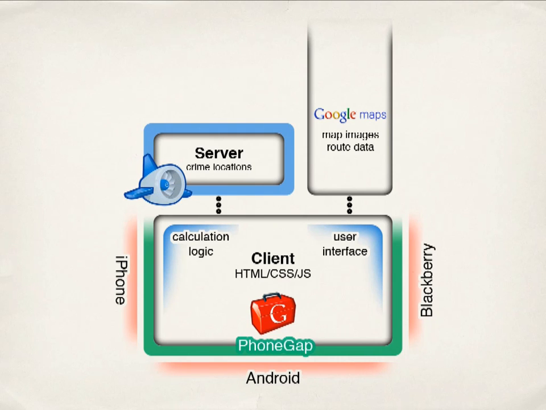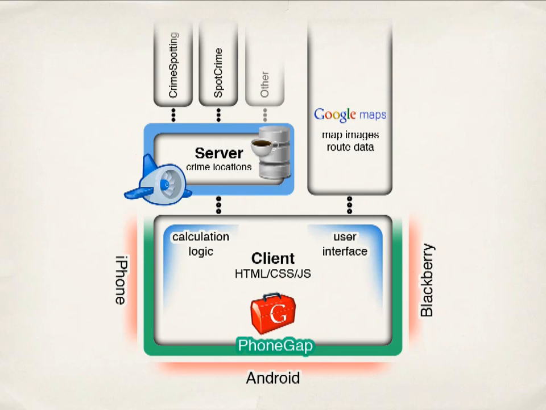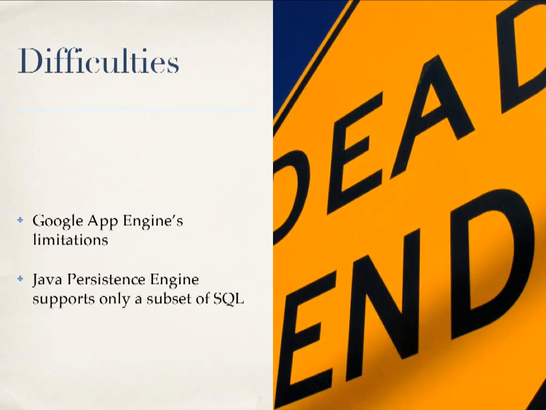For storing data, we use Java Persistence API. The server aggregates the external sources for crime records, such as Crime Spotting or Spot Crime, but other sources could also be added. There were mainly two problems we faced. First of all, the Google App Engine has some limitations we had to deal with and does not provide a complete Java EE environment. The second one was the Java Persistence API, with which we store the crime records. It doesn't provide the full features of an SQL database, which inhibits the performance to a certain degree.